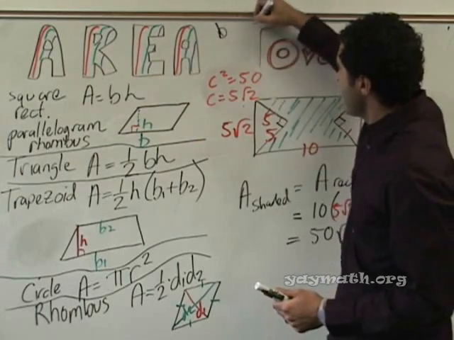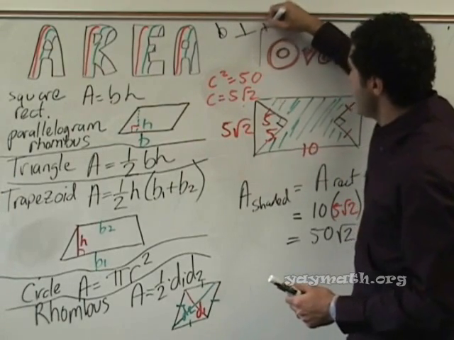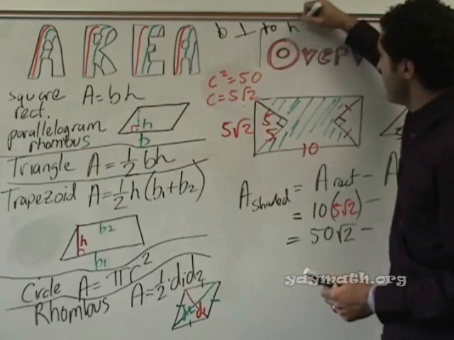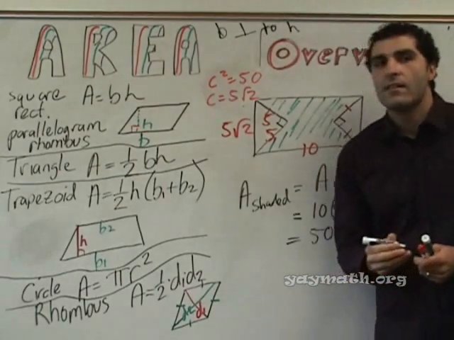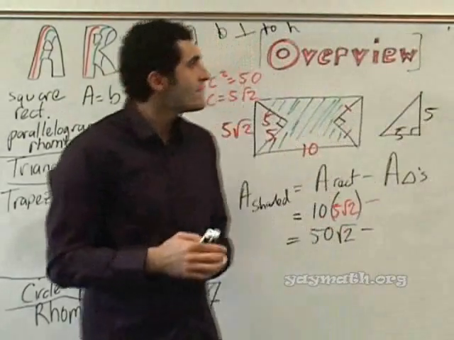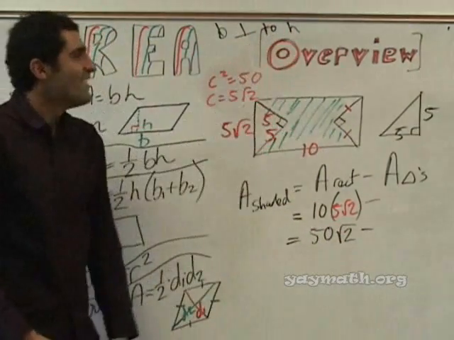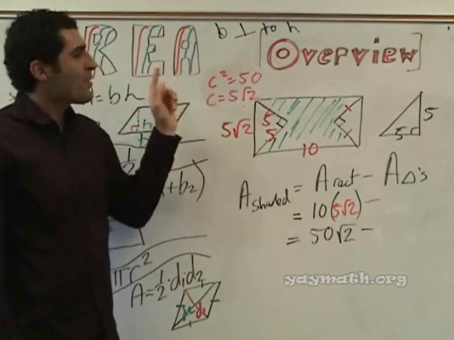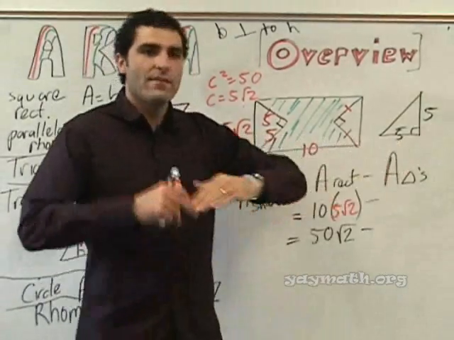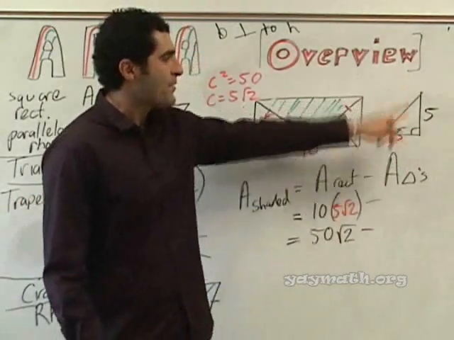Base perpendicular to height. Very crucial. Someone walking in on the lesson now would be like, what? So base perpendicular to height. Indeed, base we can think of like the bottom line, and then the height is perpendicular from it.